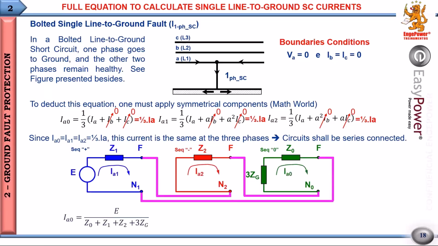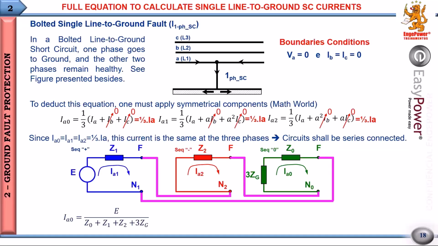Now we have a simple circuit with one loop and one source. The current can be calculated by the voltage source divided by the summation of zero sequence impedance, positive sequence impedance, negative sequence impedance, plus 3ZG. ZG is the grounding of our sources.